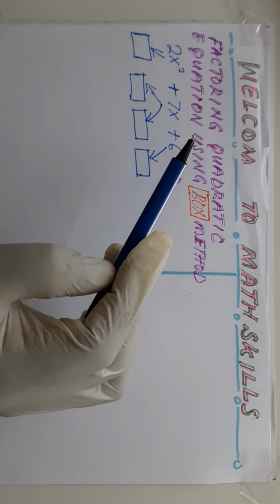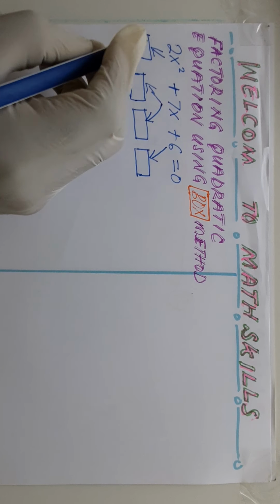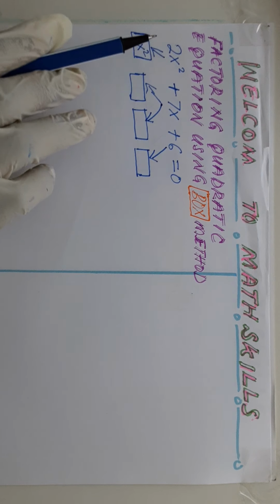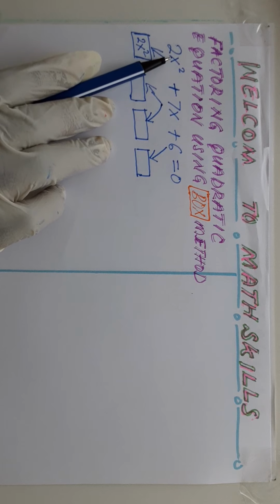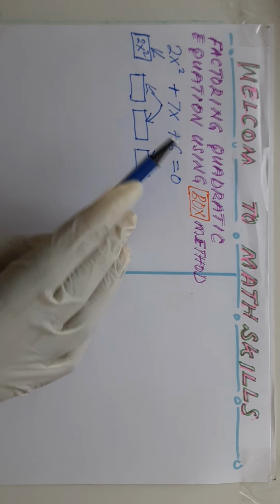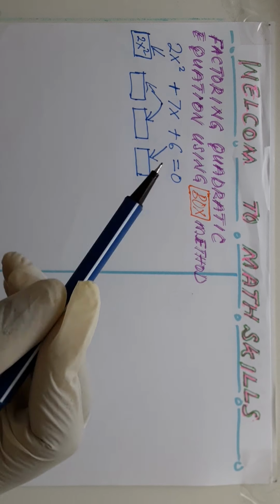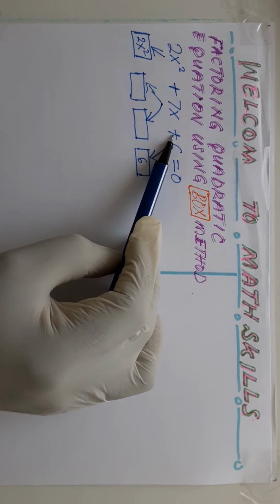So step number 2, in the first box, go ahead and write 2x squared. So you write the coefficient with the x squared, in this case, 2x squared. And in the last box, go ahead and write a constant. Your constant is 6. Is your constant positive or negative? It's a positive 6, which means I'm going to put a positive here.